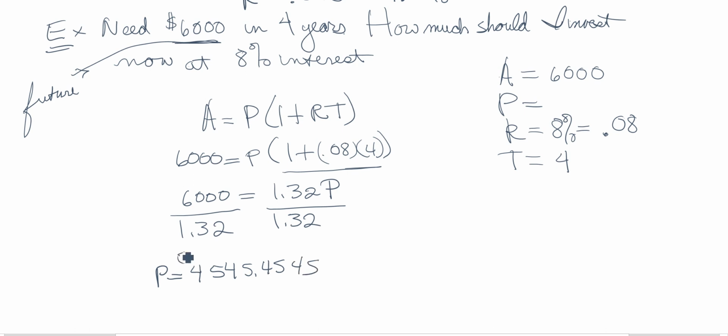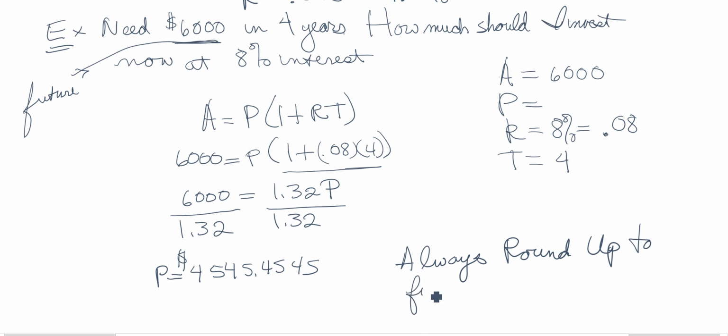4545.4545. Putting it all down, because with these we're always going to round up to find P. So I'm going to say that I need $4,546 to the nearest dollar. We round up because if we were not to round up and just use traditional rounding rules, we would not have enough money at the end.